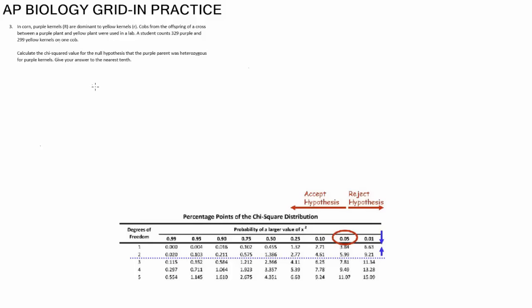We're supposed to calculate the chi-square value for the null hypothesis that the purple parent was heterozygous for purple kernels. To set this up, because we have a cross of a purple and a yellow, if the purple parent was heterozygous, then they contribute a capital R and a lowercase r, while the yellow parent contributes two lowercase r's, and so we end up with this distribution being expected.